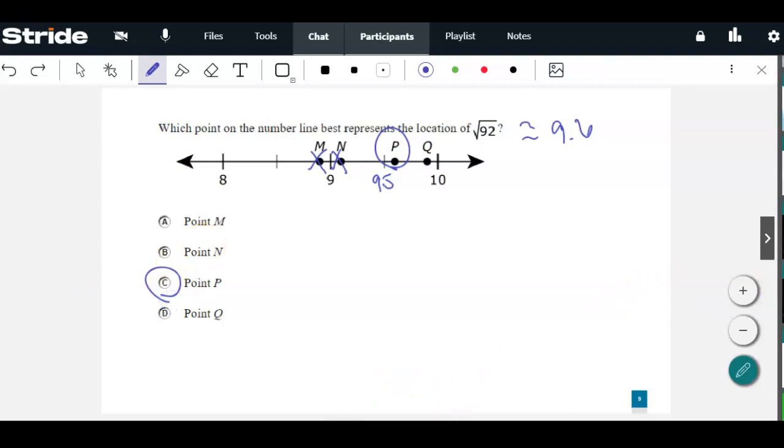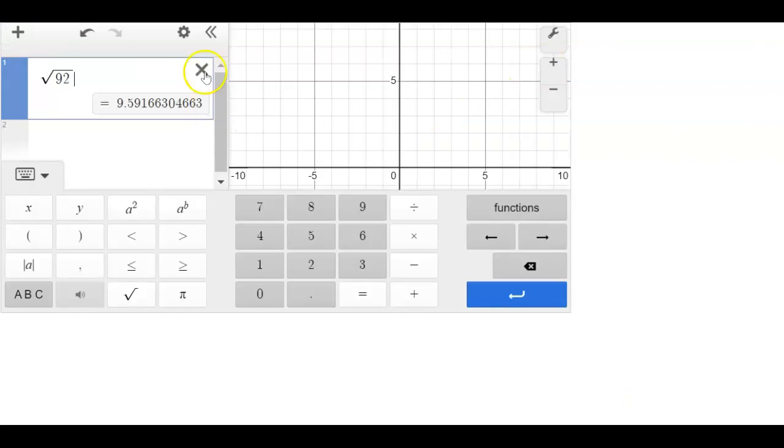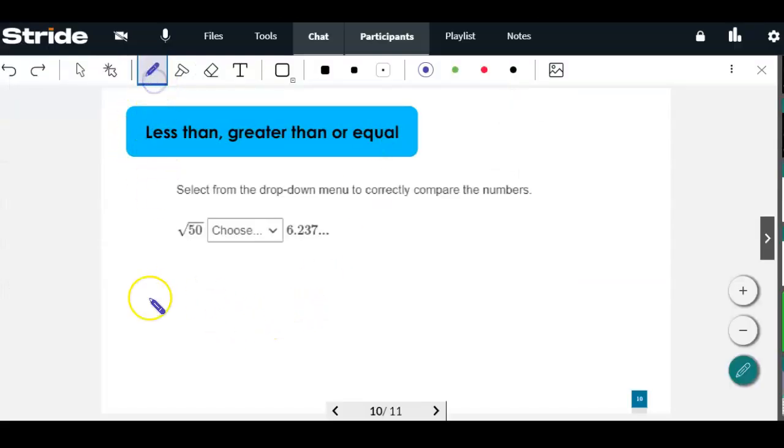All right, I think we got one more question. This is our last one. This one says to select, obviously we can't do this on this recording, but select less than, greater than, or equal to. So we're going to leave this as the decimal, but let's find out what the square root of 50 is. So we're going to do square root 50, 7.071. That would be greater than the 6.237. All right, if you have questions, just reach out to me.